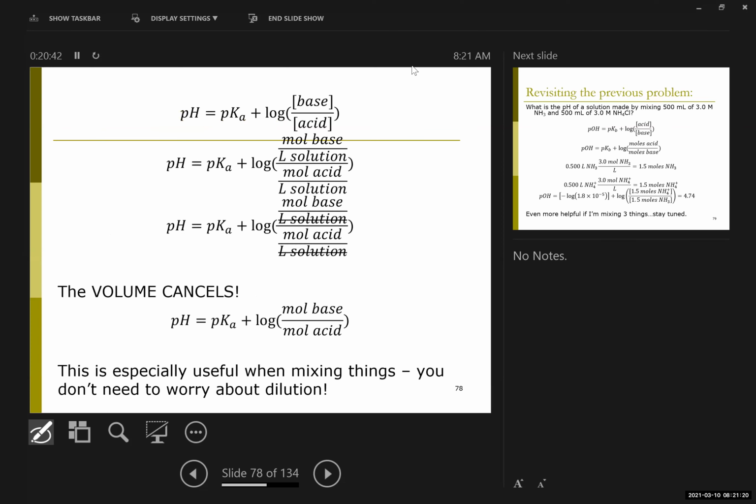In the case of Henderson-Hasselbalch, my log term has a molarity divided by a molarity, and it's the same solution. You can't have a buffer by having a base in one beaker and an acid in a different beaker. As a result, the volume of those two solutions has to be identical. It's the same solution, with the net result that only for Henderson-Hasselbalch, I could use moles.